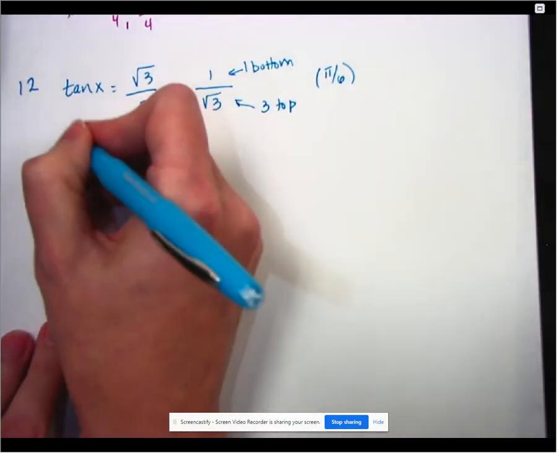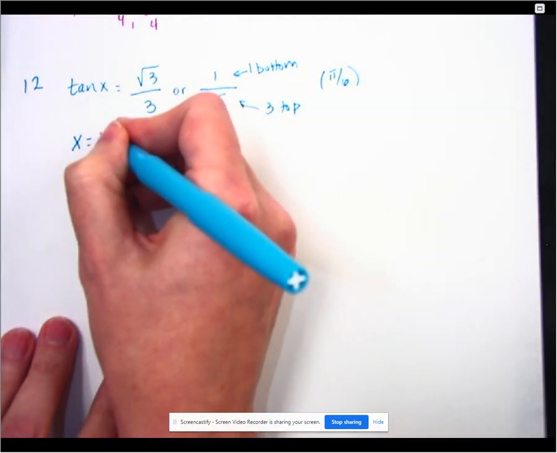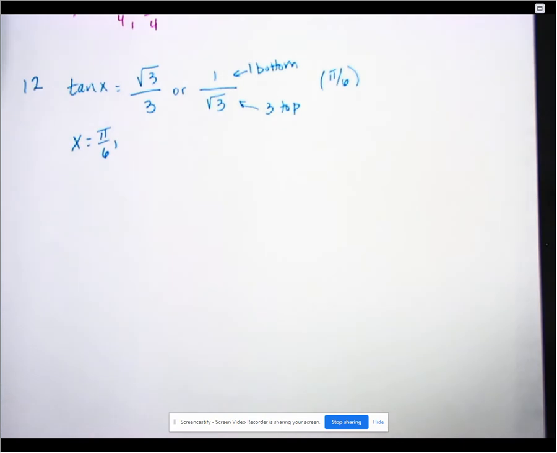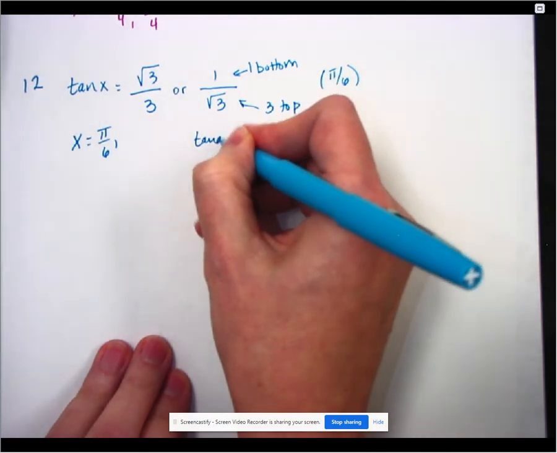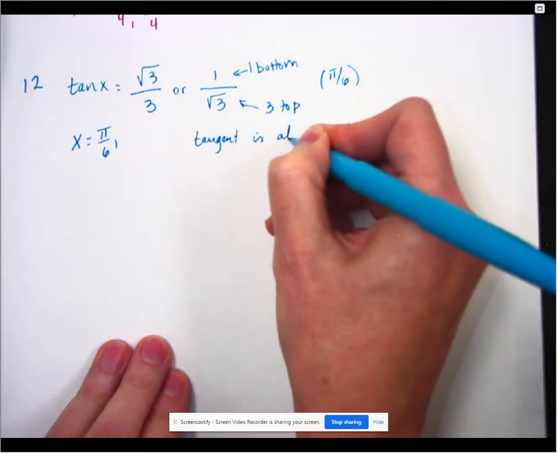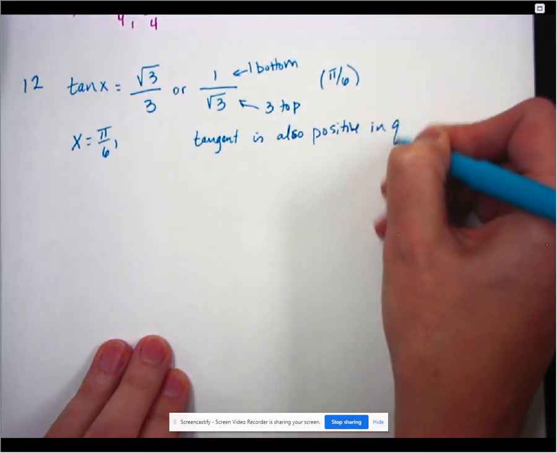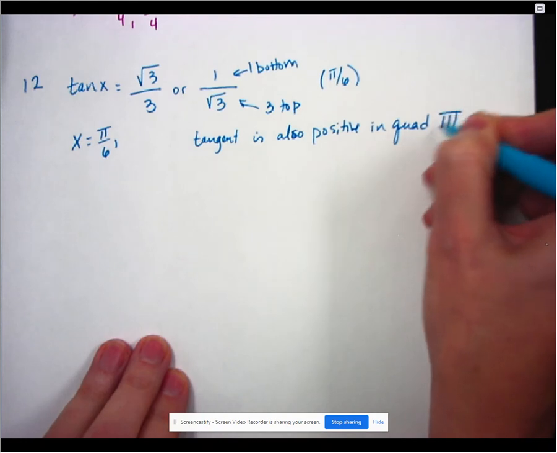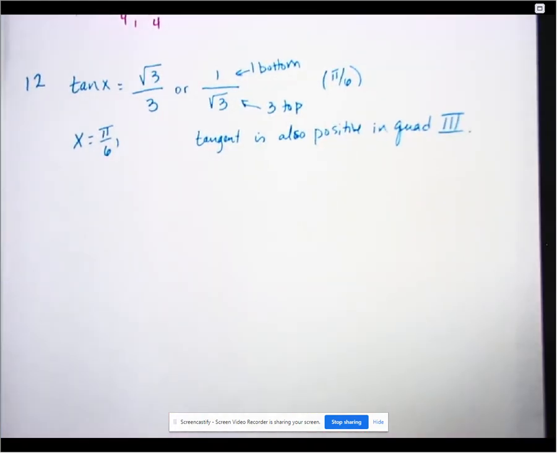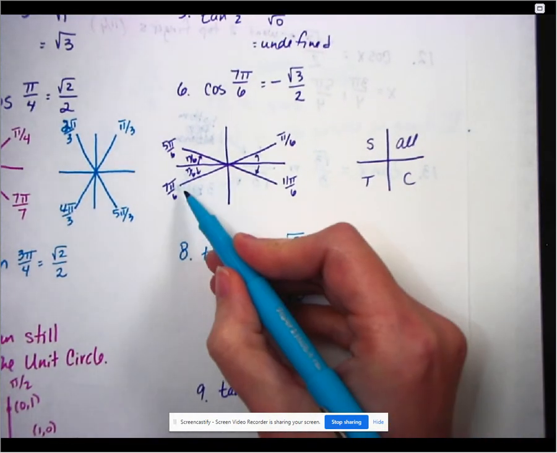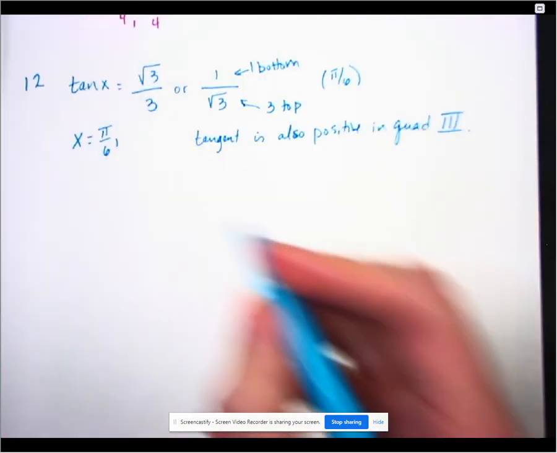Since the tangent is equal to a positive, pi over 6 is one of our answers. And then we want to know where else the tangent is going to be positive. Tangent is also positive in quadrant 3. So we need to know what pi over 6 is in quadrant 3, and that is 7 pi over 6.